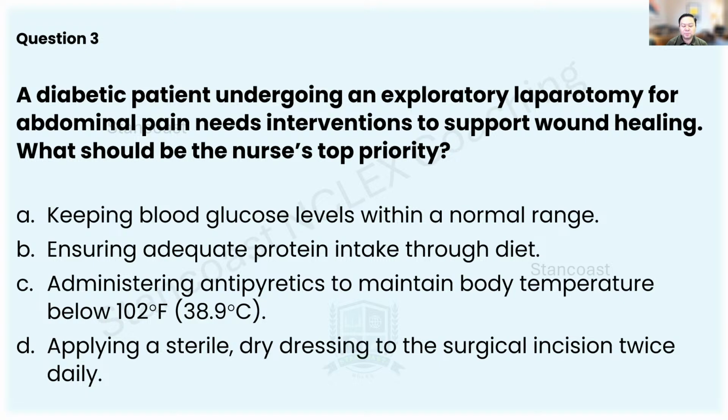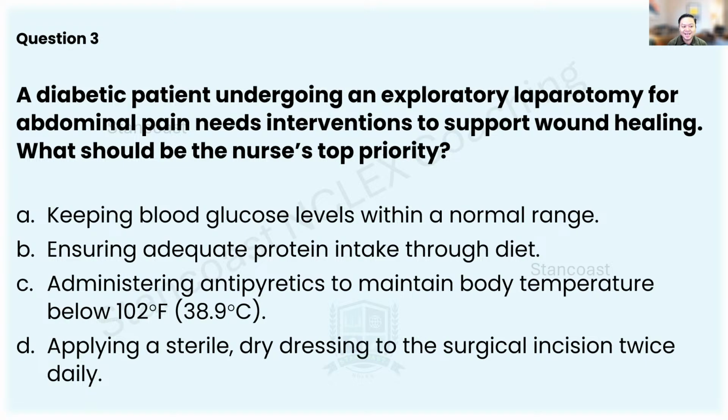All right, letter number 3, rather. A diabetic patient undergoing an exploratory laparotomy for abdominal pain needs interventions to support wound healing. What should be the nurse's priority, or top priority? A1C, all right, let's get going to number 3. A diabetic patient undergoing an exploratory laparotomy for abdominal pain needs interventions to support wound healing. What should be the nurse's top priority?